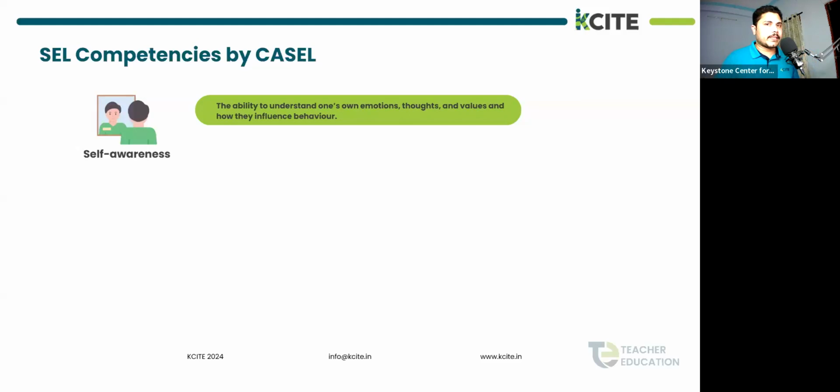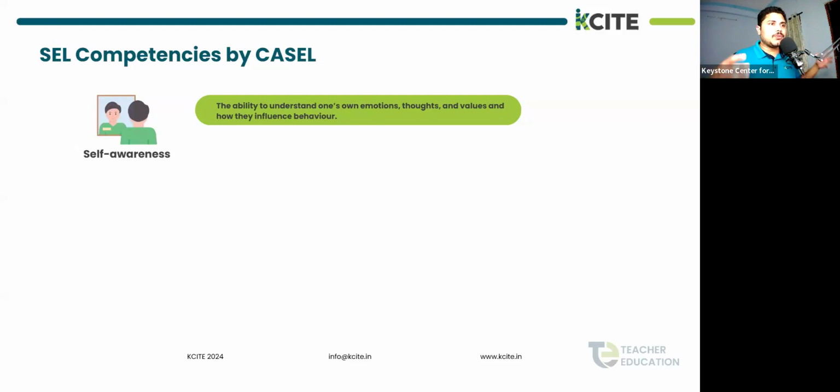Now there are a few competencies, and I believe understanding the competencies offered by CASEL or any other organization is really important. The first thing that you see on the screen is self-awareness: the ability to understand one's own emotions, thoughts, values, and how they influence behavior. This is really important for all of us also. Like in emotional intelligence, we say that you need to know yourself, your strengths, your weaknesses, your emotions and thoughts. That is why teaching social emotional learning at school is also important.